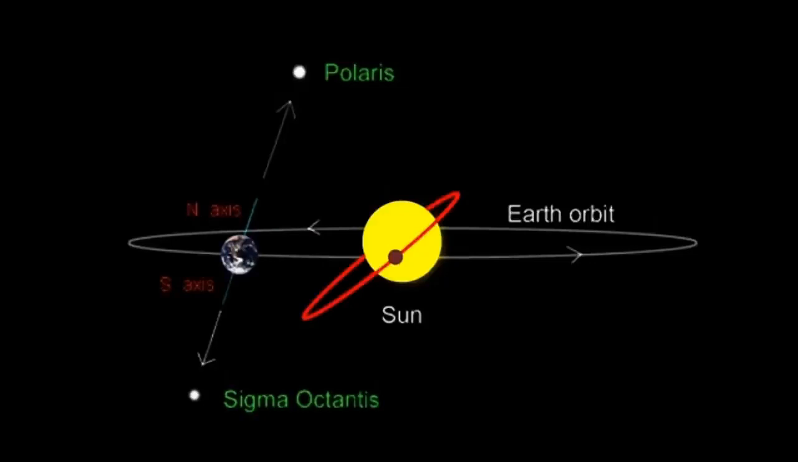So one complete wobble takes 365 days. We're not talking about the Earth's rotation. We're talking about the Earth wobbling on its axis. So as the Earth rotates around the sun in the course of 365 days, it is wobbling on its axis. That wobble is becoming more and more acute. Its angle is becoming more acute.